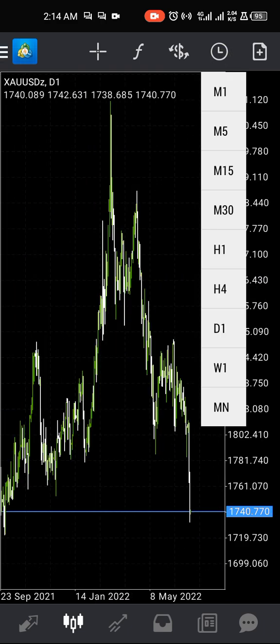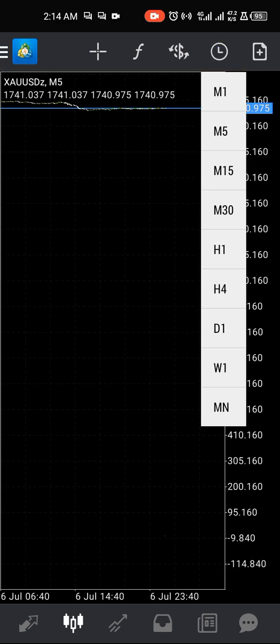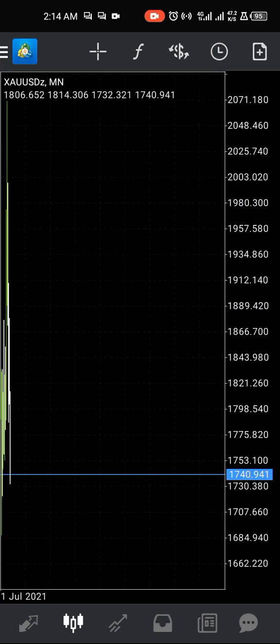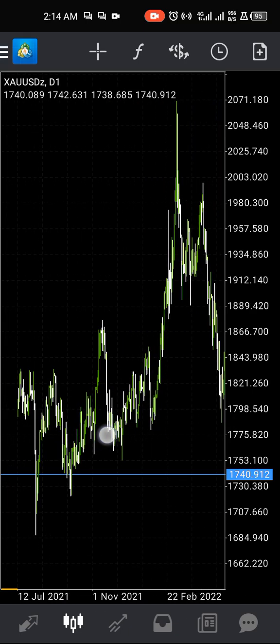And then there's this time. This time means your time frame. So 1 minute time frame, 5 minute time frame, monthly time frame, daily time frame, etc. Okay, I hope we all get that.